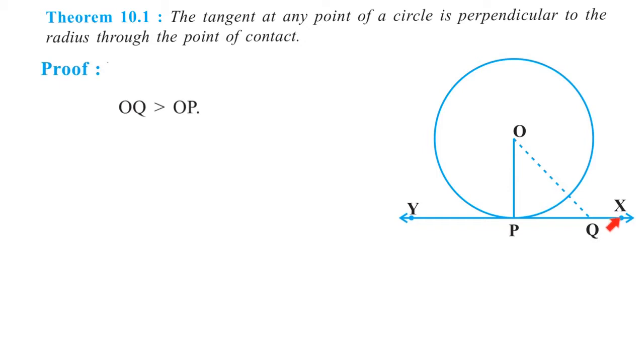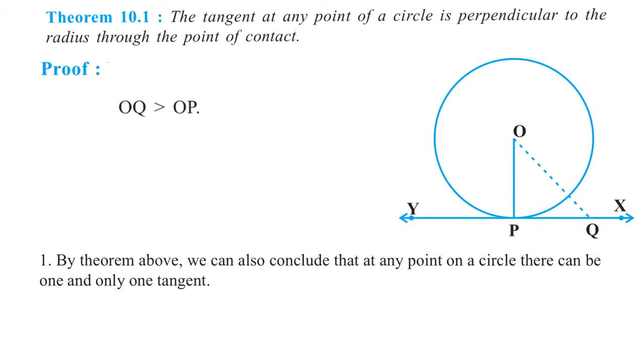How can we say that? Because the shortest distance from a point to a line, from any point on a line to another point outside, is the perpendicular distance, at 90 degrees. We have seen that in our lower grades too. So since OP happens to be the shortest distance from O to the line XY, OP should be perpendicular to XY. So this leads us to come up with some more conclusions. From this theorem we can say that at any point on a circle there can be one and only one tangent.